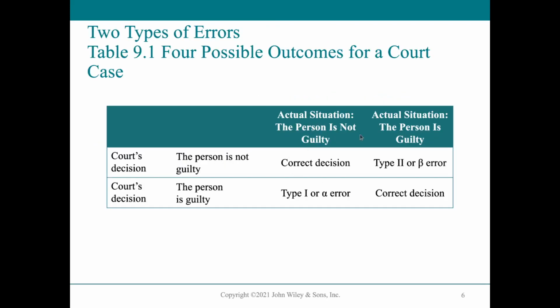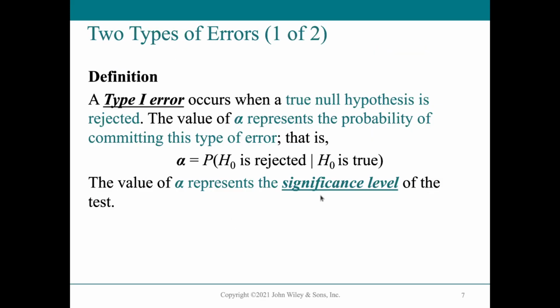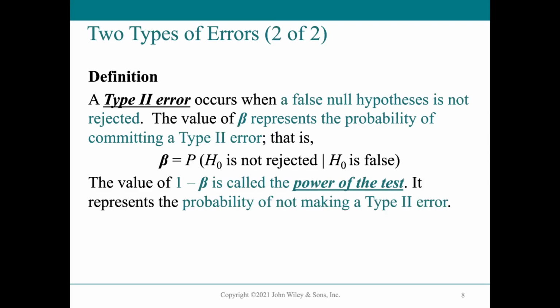So remember, the person is not guilty, but you reject the null hypothesis and declare the person as guilty. So what is the probability of us rejecting the null hypothesis when it should not be rejected? That's a type 1 error, or the alpha, which is a numerical representation of how probable we are to commit that error. And then we have the type 2 error.